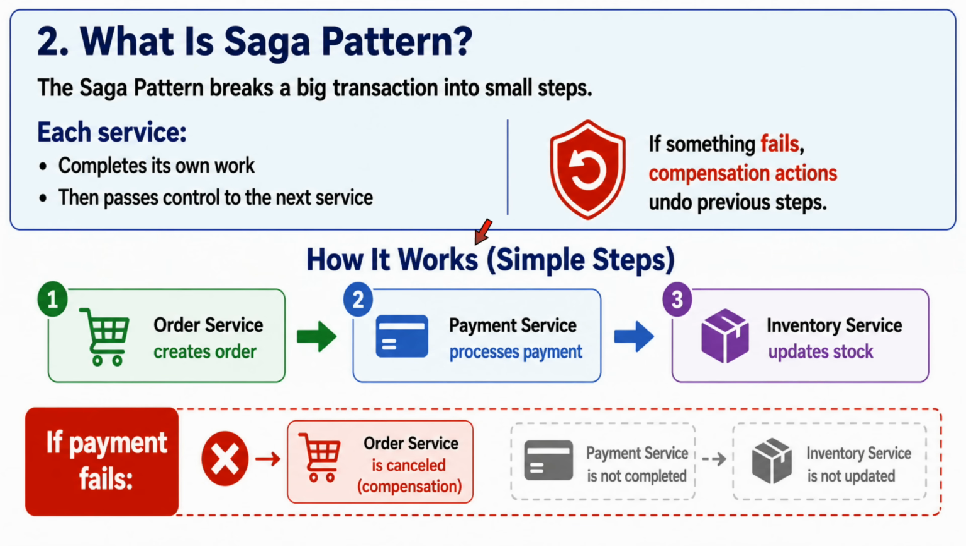How does Saga pattern work? Order service creates an order. Payment service processes payment. Inventory service updates stock. Now imagine payment fails. In that case, compensation actions start. For example, cancel the order and reverse previous actions. So Saga pattern fixes failures by undoing completed steps.